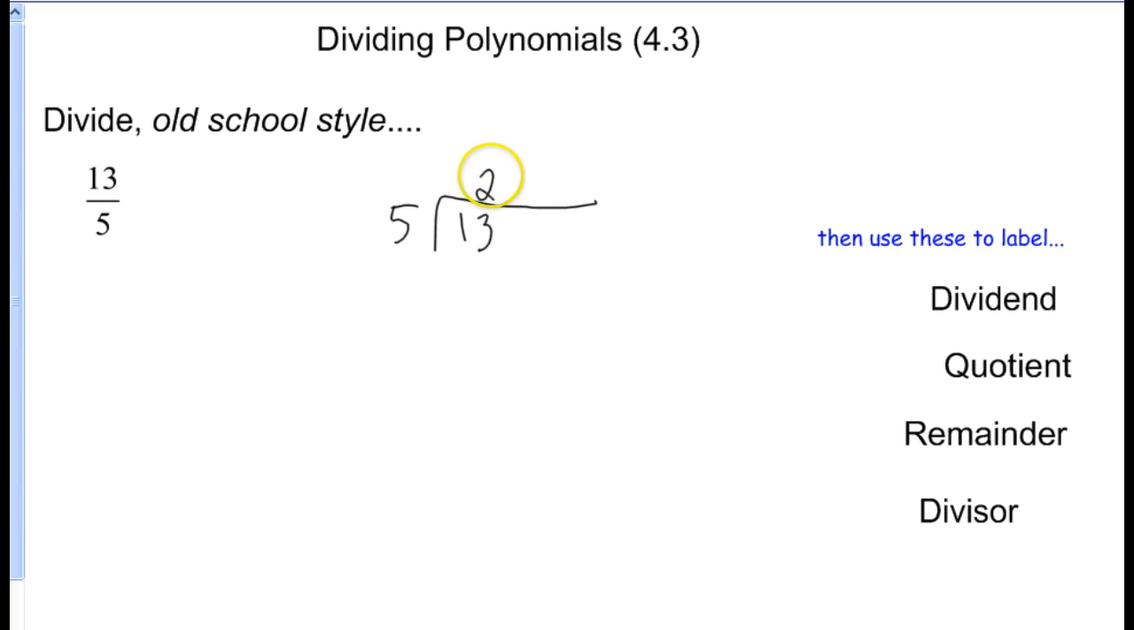Twice. Notice what we do with this number up top. If you remember, 2 is multiplied by 5 and we place it in the second row. So we put 10 there. And everything in the second row is going to be subtracted. So 13 minus 10 is 3.